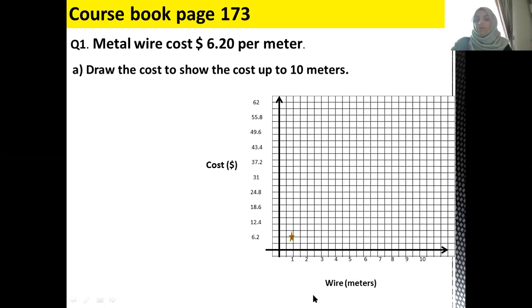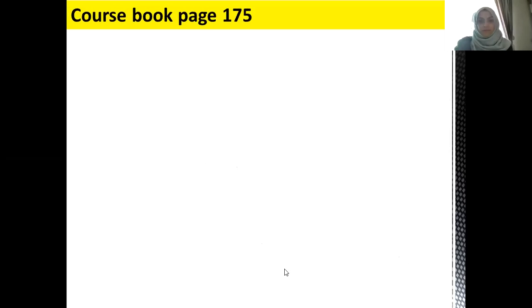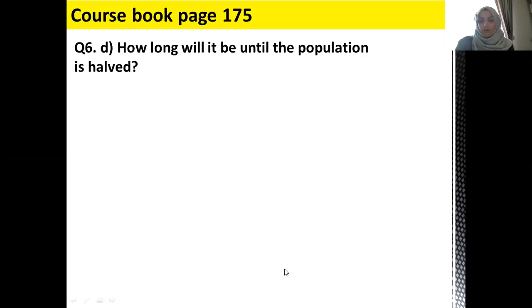Okay? For example بتقدر تقول 2 راح يكونوا 12.4. 3 راح يكونوا multiplying 6.2 by 3. 6.2 by 4.